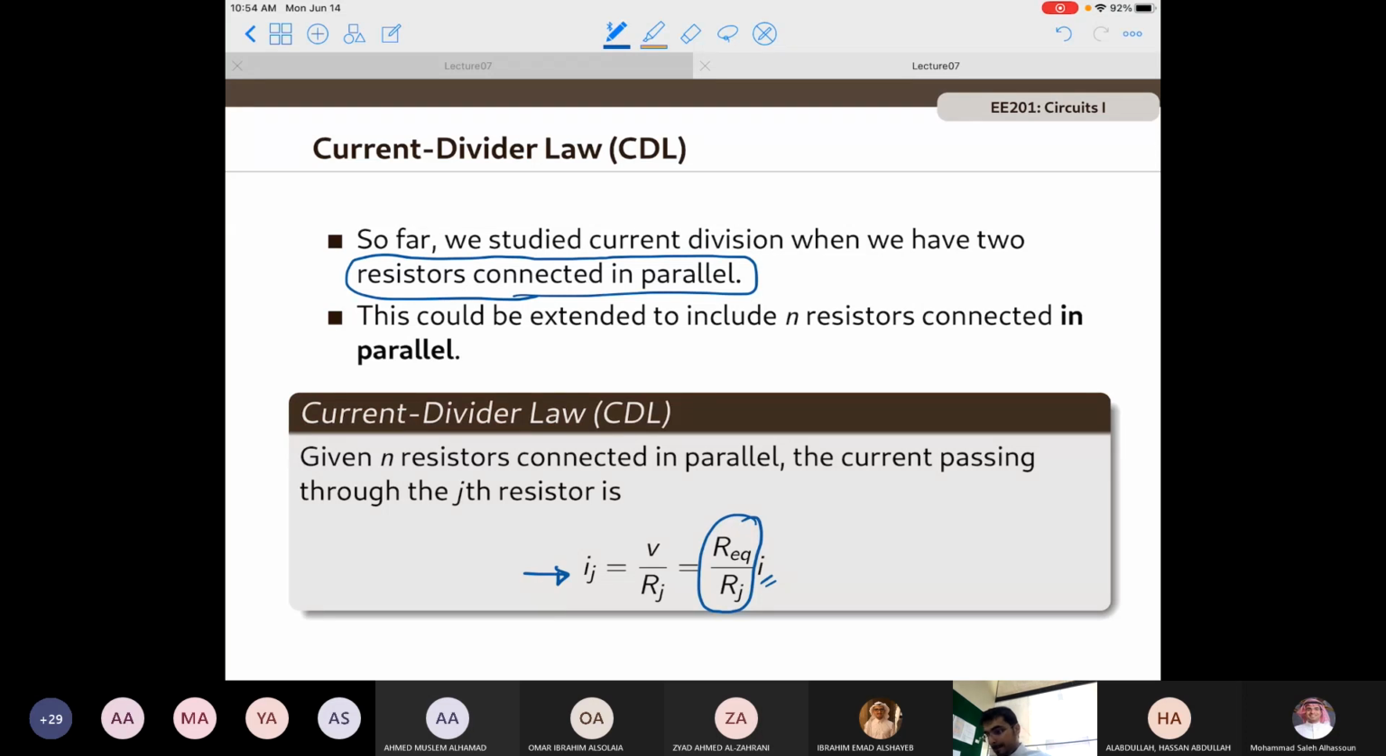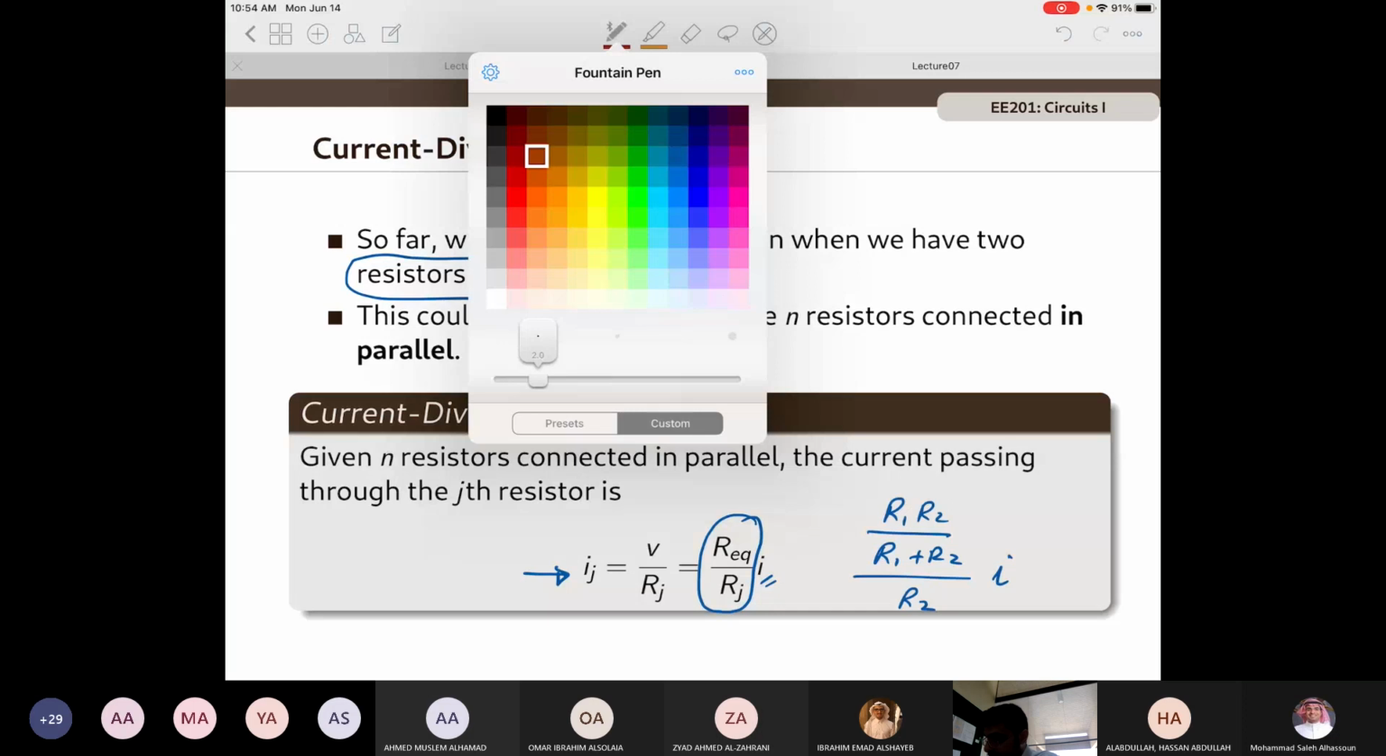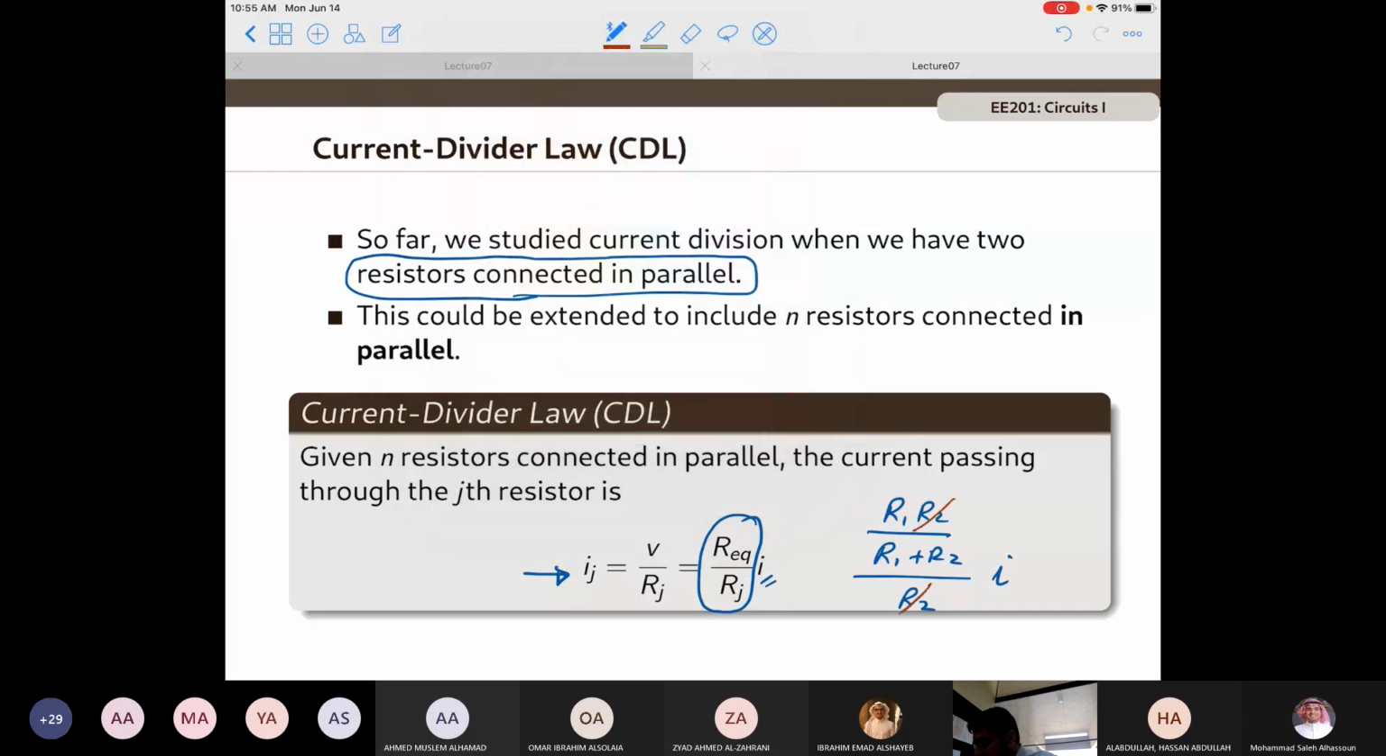Amar, yes. Sir, can we use it if there are only 2? Yes. If there are only 2, you substitute R equivalent. This is a good exercise. R equivalent will be R1 R2 over R1 plus R2. And if we are interested in the current passing through R2, then we need to divide by R2, multiplied by I. In this case, you will see that R2 will cancel R2, and you will end up with R1 in the numerator over R1 plus R2, times I, which is exactly what we found. Clear?